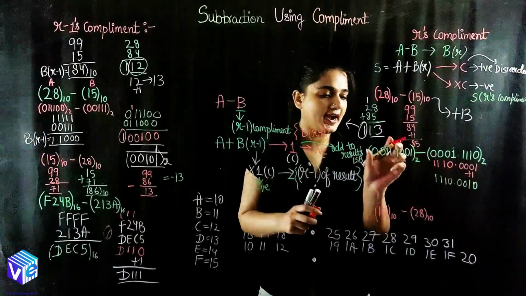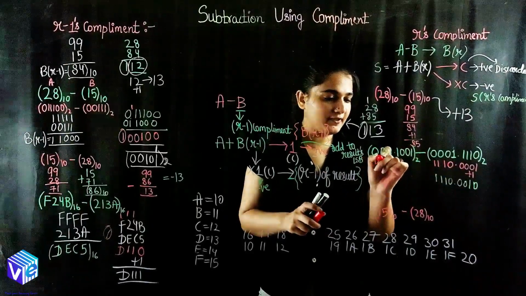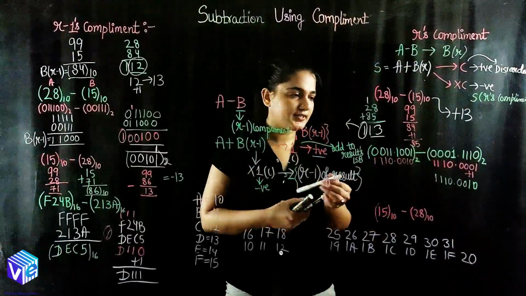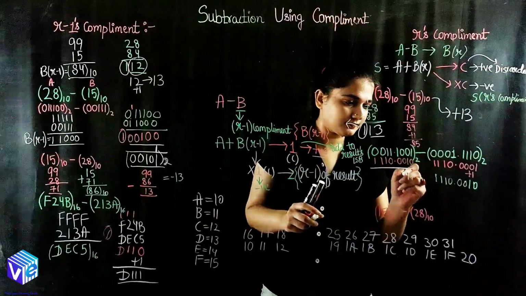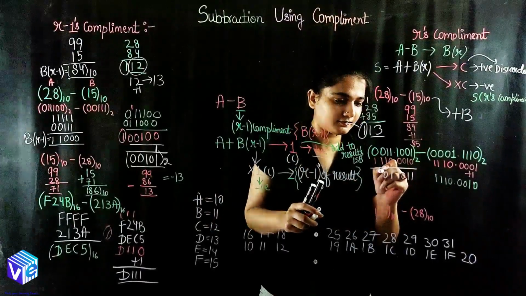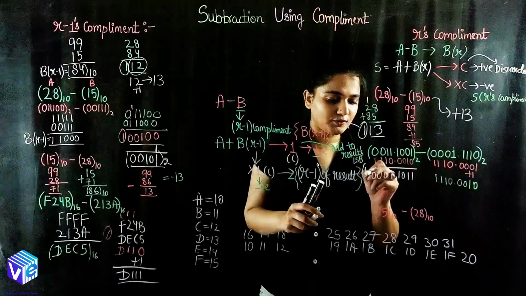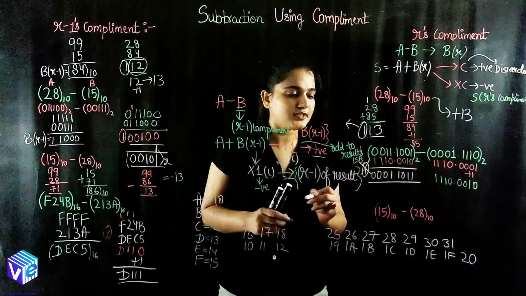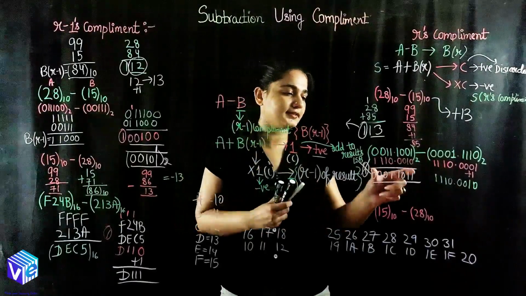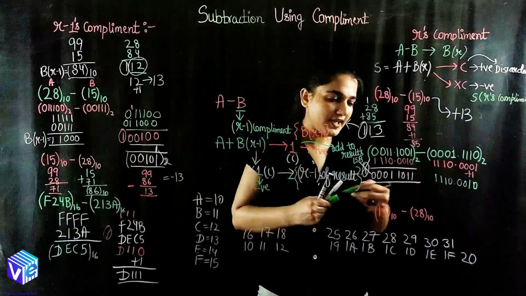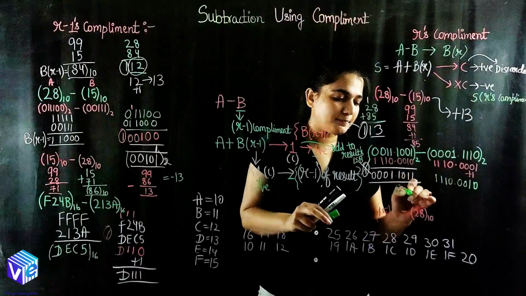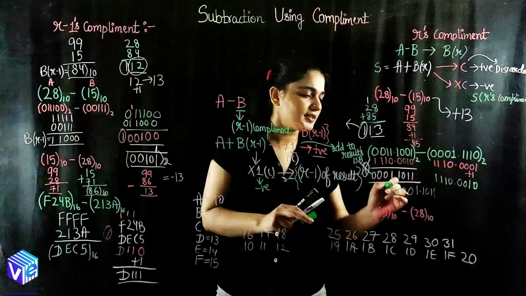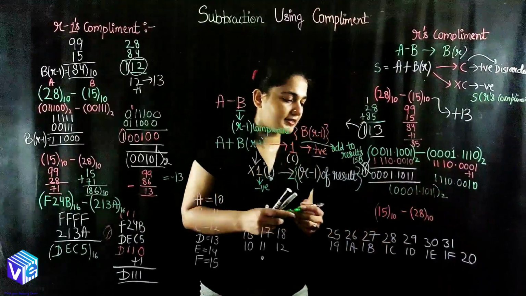Now I have to add this with a. So I will be adding this to a. So what is the answer? Here we have a carry which is generated, which means I have to discard this carry. I have to take the rest as my final answer. So my final answer is 1101.1011. So this is the final answer in the binary number system.